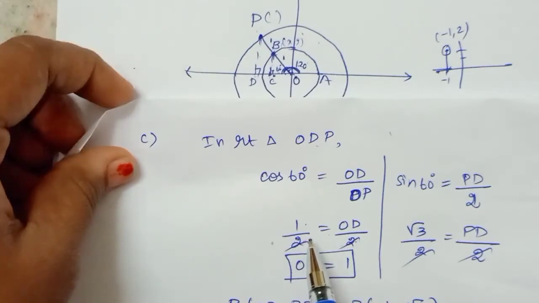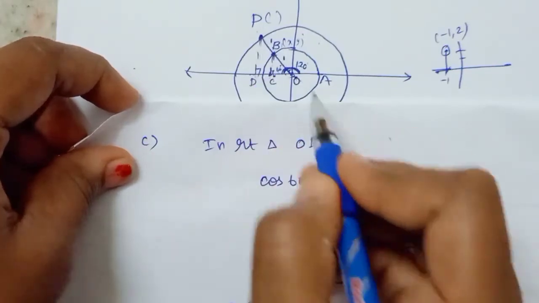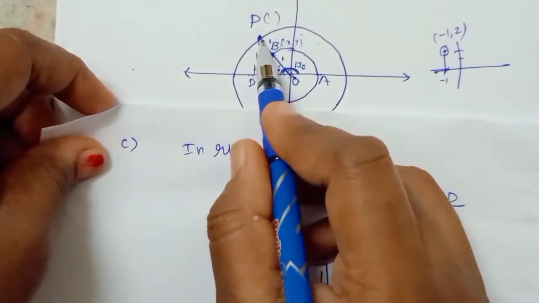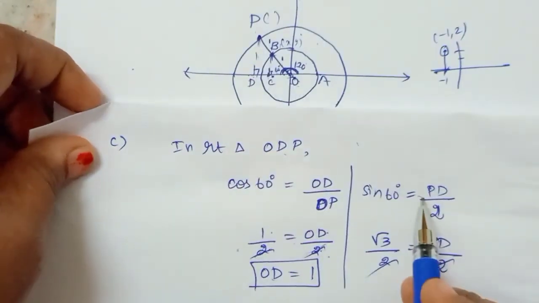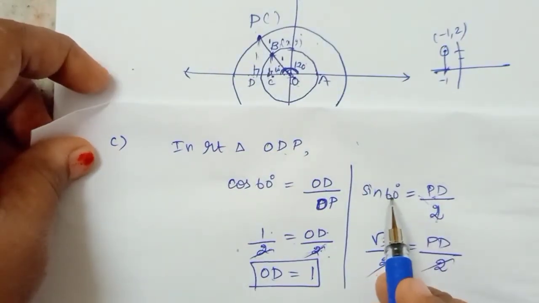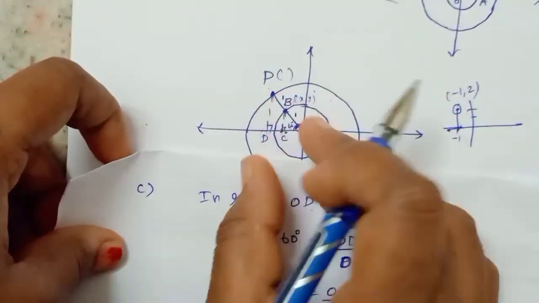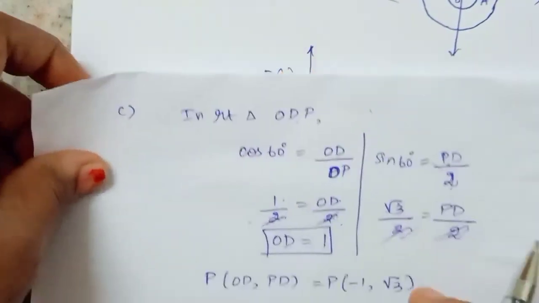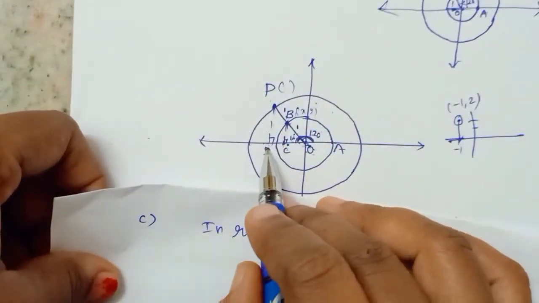So the 2 and 2 get cancelled. Sorry, OD by OP. So OD by 2, the 2 gets cancelled, so OD equals 1. The same way, sin 60 means opposite side, that is the perpendicular, by hypotenuse. So PD by 2, and sin 60 value is root 3 by 2, so the 2 gets cancelled, so PD equals root 3. So the point P is nothing but this x coordinate comma y coordinate, OD comma PD. So P is minus 1 comma root 3, because here x is negative, so y is positive.